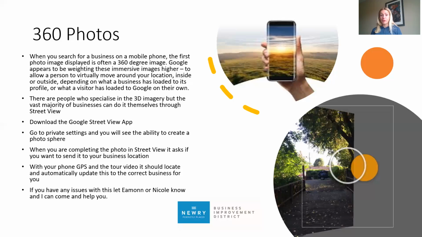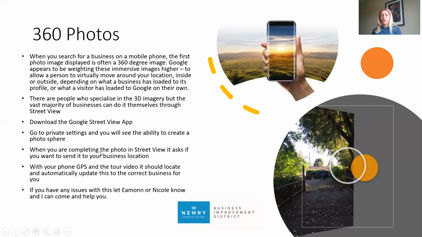As I said, there's people who specialize in this, but the vast majority of people now do it themselves through Street View. So you need to download the Google Street View app. Again, you might need to pause this and take a little bit of time to do that. Once you're on the Google Street View app, you go into private settings. There'll be a list of options along the bottom, and one of those is private settings. And you will see the ability to create what's called a photo sphere.